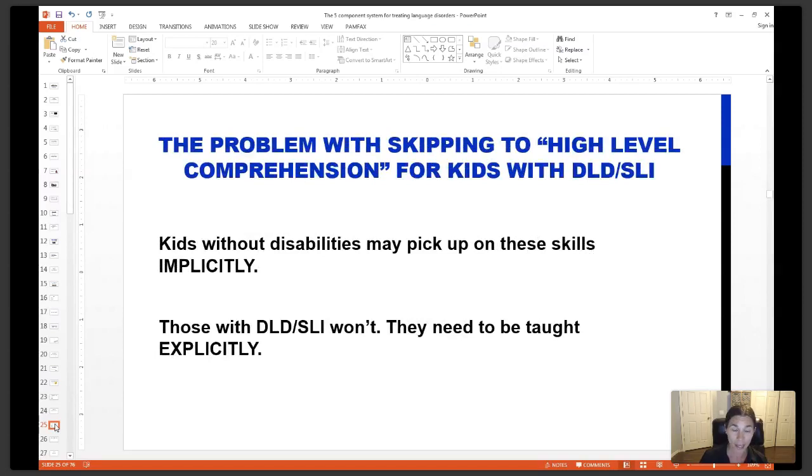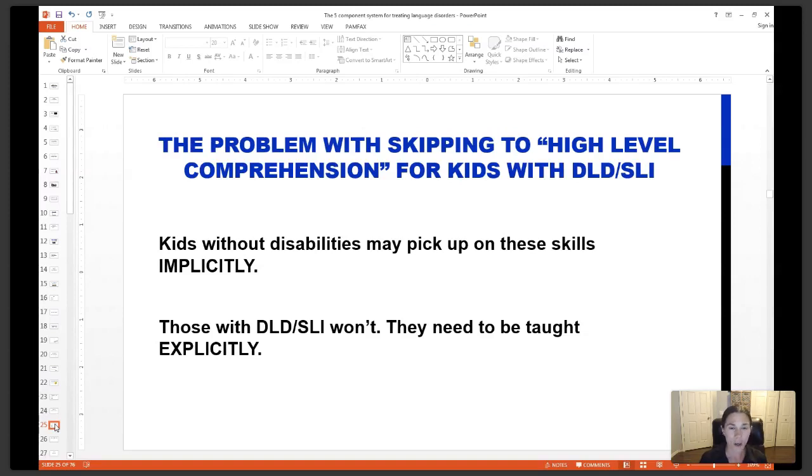And the key takeaway is that the problem, if we're skipping to those high-level comprehension skills for kids with language disorders that really need that explicit instruction, is that those kids without disabilities in the classroom might be picking up on those things implicitly. Yes, teachers work on things like grammar, but not to the extent that our students on our caseload need.